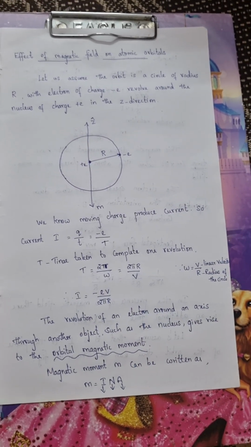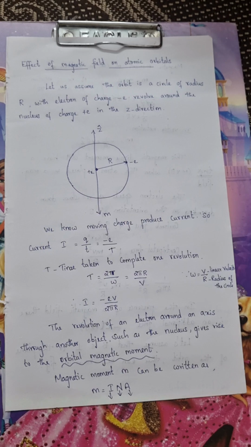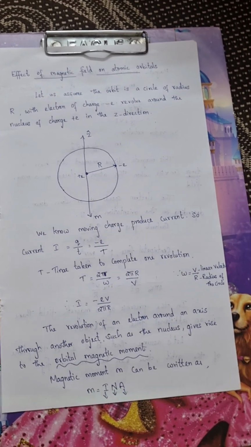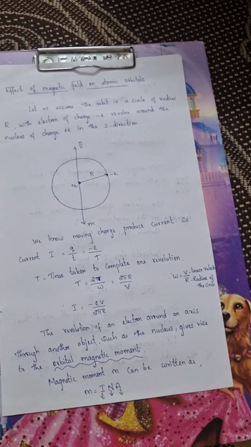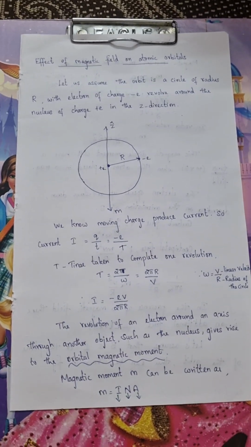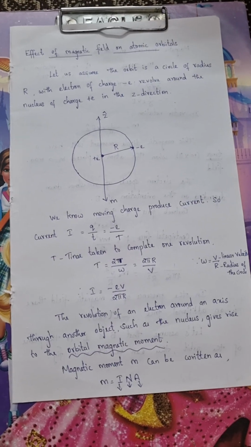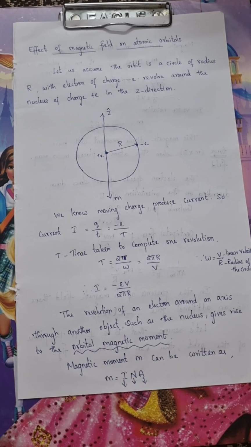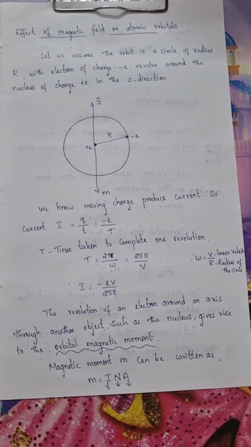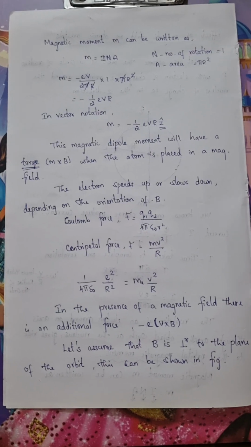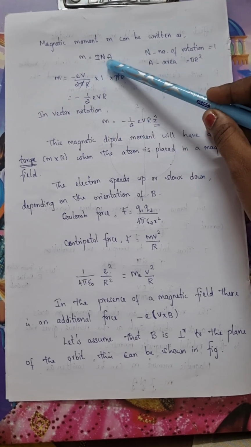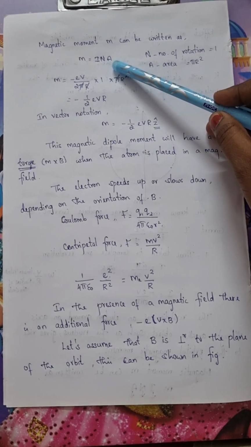Here the revolution of an electron around an axis through another object, such as the nucleus, gives rise to orbital magnetic moment. Orbital magnetic moment means the strength of a magnetic field produced by the orbital angular momentum. So the magnetic moment can be written as m equals INA, where I is the current, n is the number of rotations and A is the area.